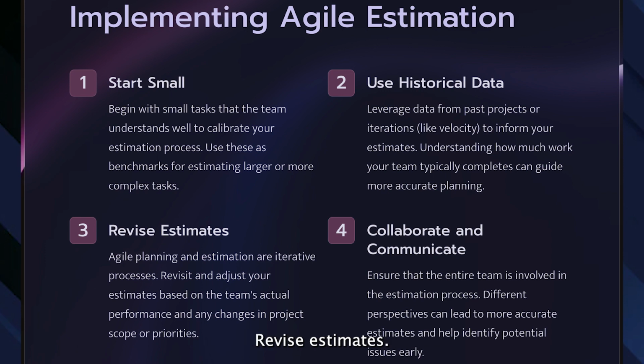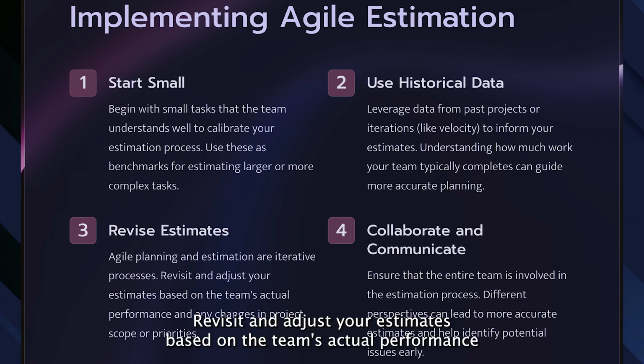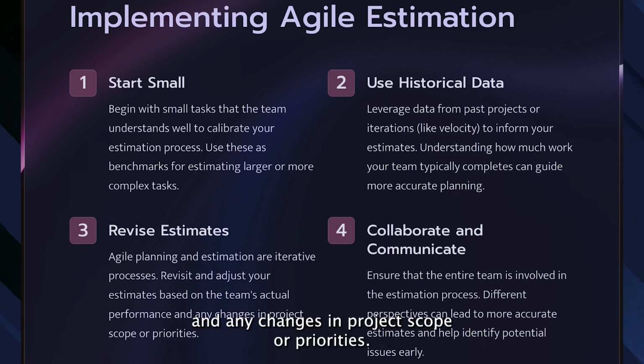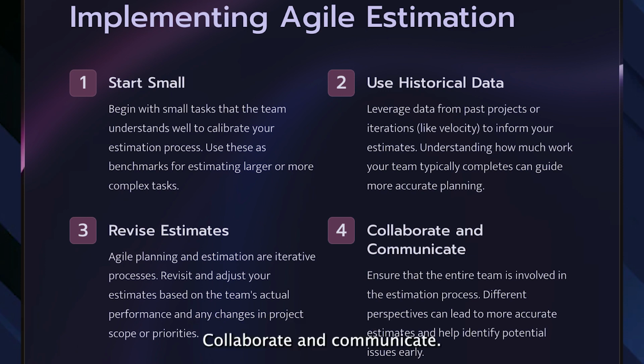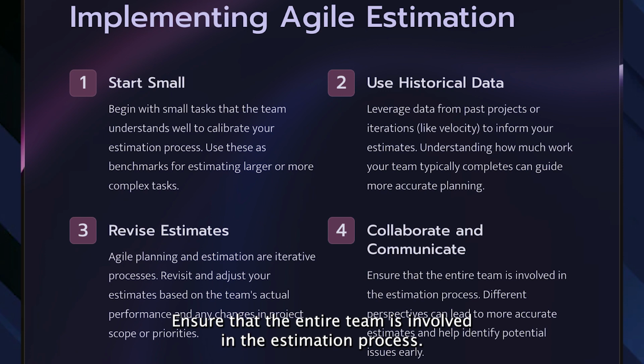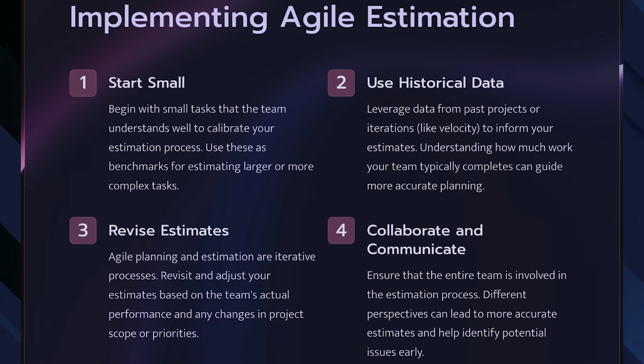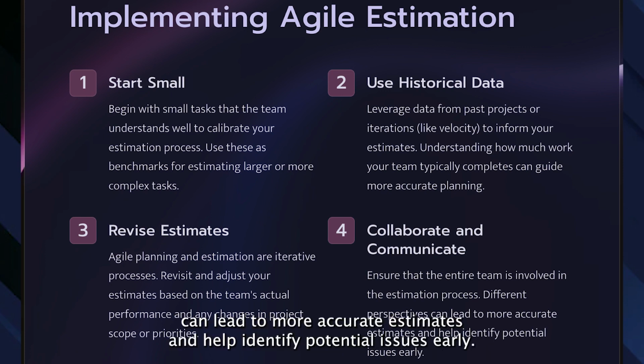Revise estimates. Agile planning and estimation are iterative processes. Revisit and adjust your estimates based on the team's actual performance and any changes in project scope or priorities. Collaborate and communicate. Ensure that the entire team is involved in the estimation process. Different perspectives can lead to more accurate estimates and help identify potential issues early.